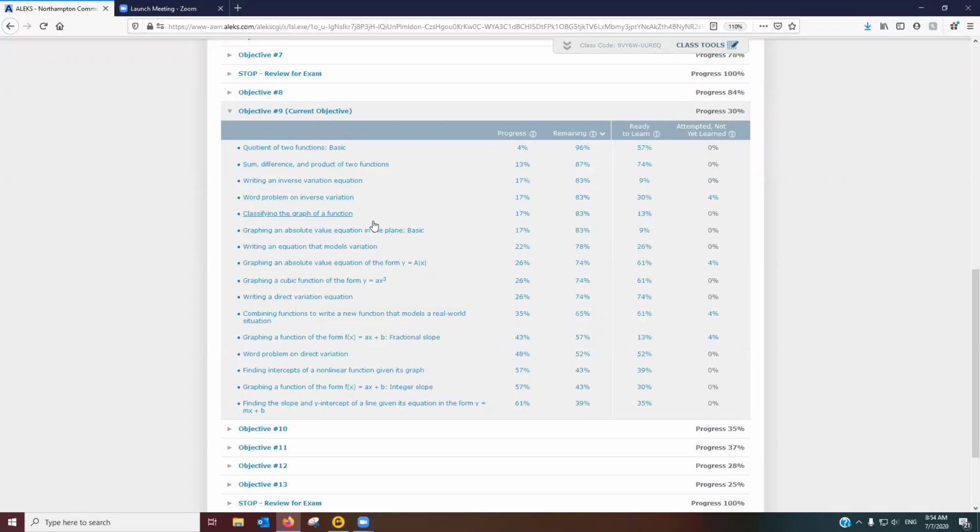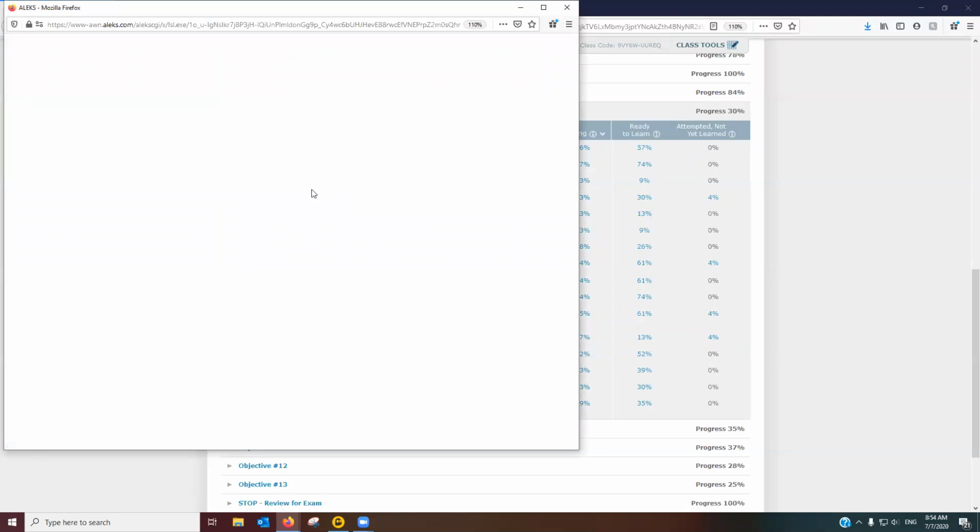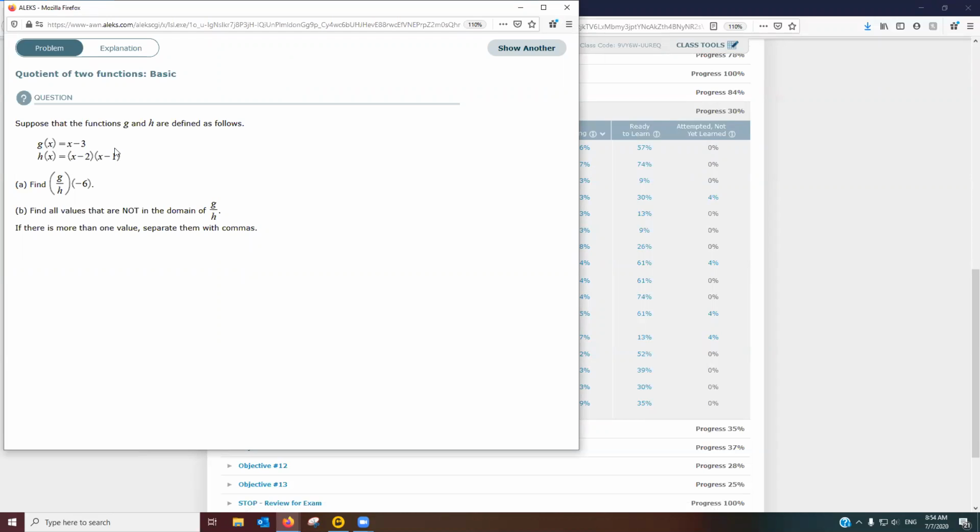I want to work through a few of these topics. So let's get started. I'm going to come up here maybe to this first one. And this one is asking me to work out the quotient of two functions. Quotient means division. So they're going to ask me to divide these two functions.